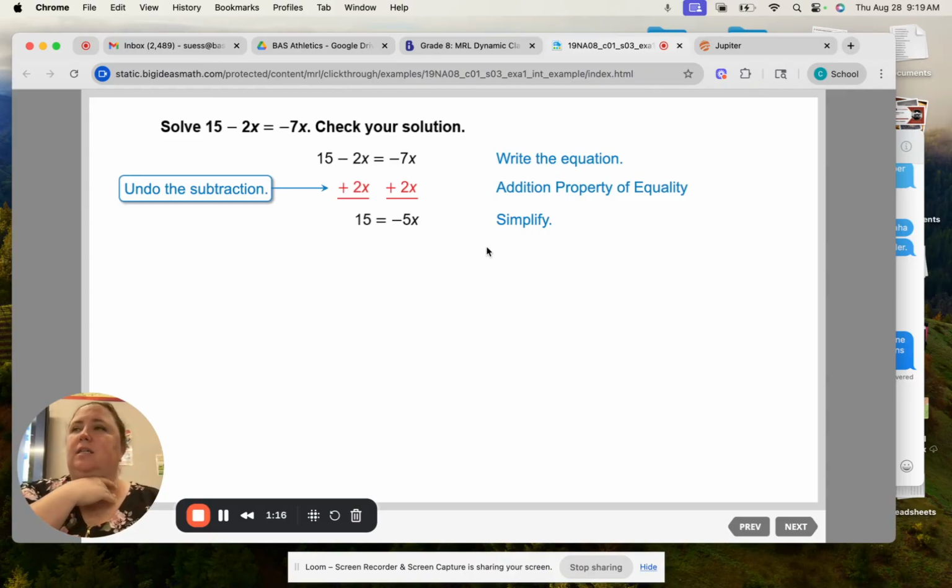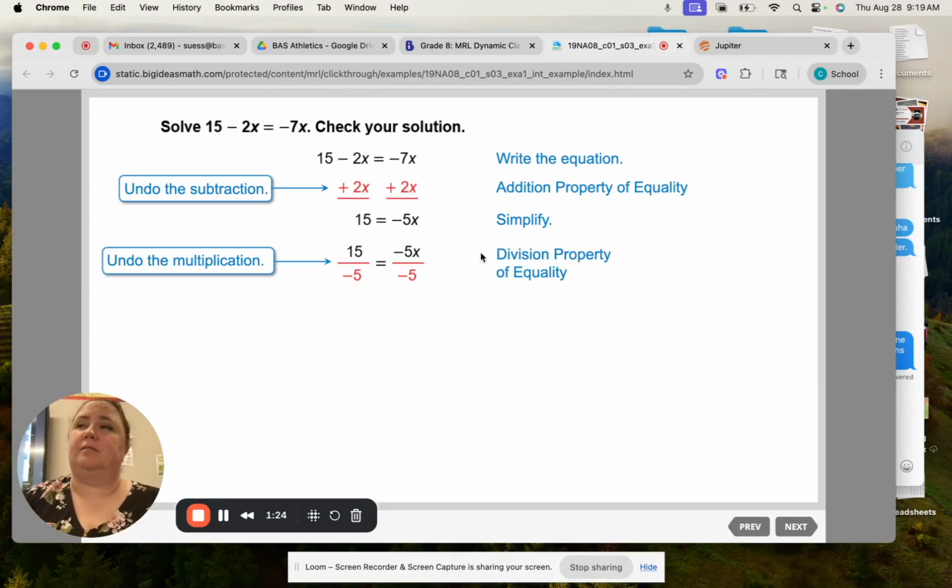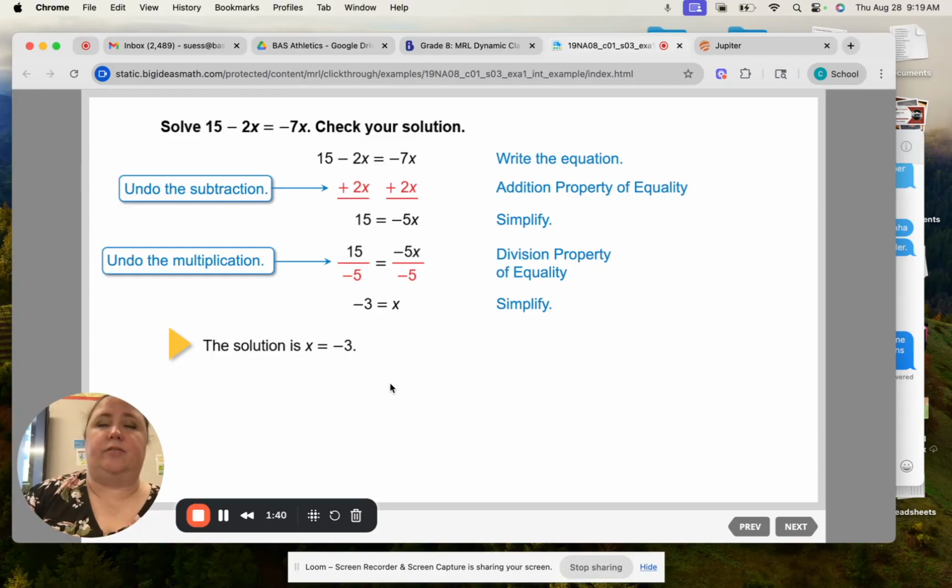Now, how do I isolate the x? How do I get the x all by itself? Get that negative 5 away from it, Melly? Yeah, we're going to divide by negative 5. Very good. So that cancels everything on the right, which leaves you with just the x. What is 15 divided by negative 5? Negative 3. And then the more proper way to write this is just to flip it over and say x equals negative 3.